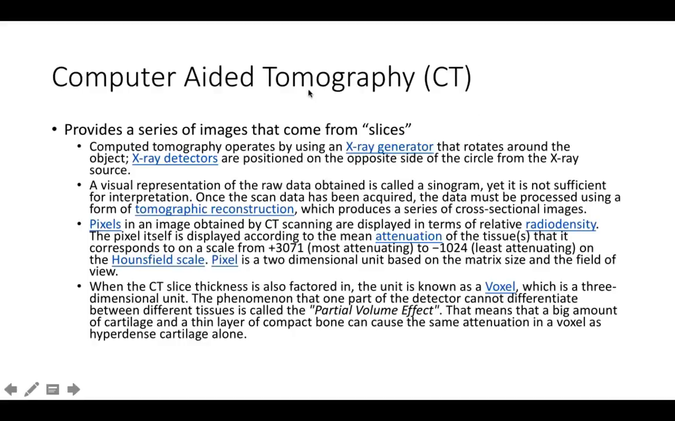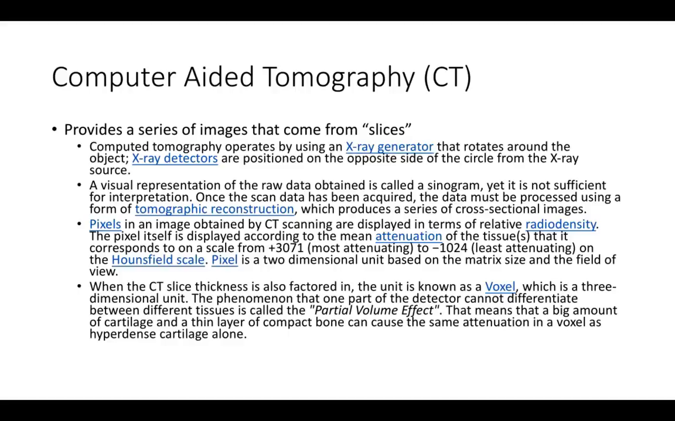So computer-aided tomography is probably the most common type of tomographic imaging. It's usually one of the approaches that's done first because while at one time it was considered quite expensive, CT machines have become fairly common, and so doing a CT is no longer the expensive endeavor that it was at one time. Basically, the CT machine is going to provide a series of images that come from these slices from a chosen plane.